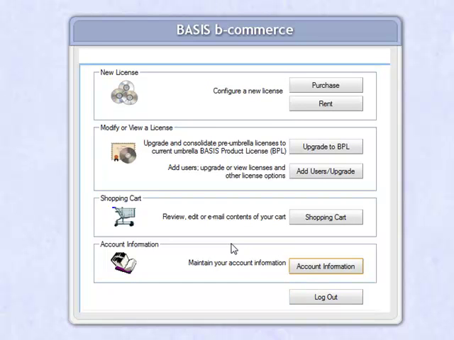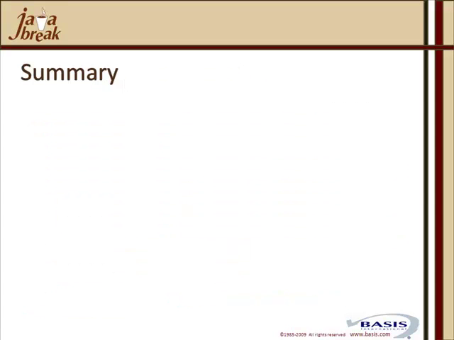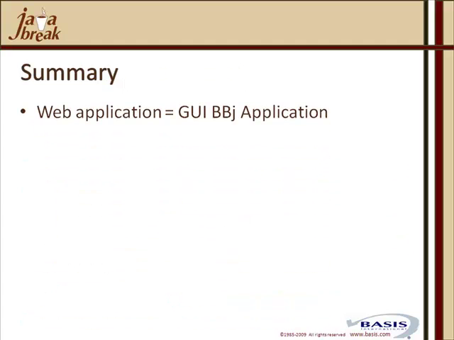Thanks, Lawrence. So there we have it, a great example of a business application running within a browser. If we hadn't told you, you probably wouldn't realize that this was running in a browser. So in summary, what have we covered today? We've seen that we can take a web application requirement and fulfill it with a GUI BBJ application. We can write it once and run anywhere. We've truly extended that paradigm to the new cloud computing, browser-driven application delivery mechanism.